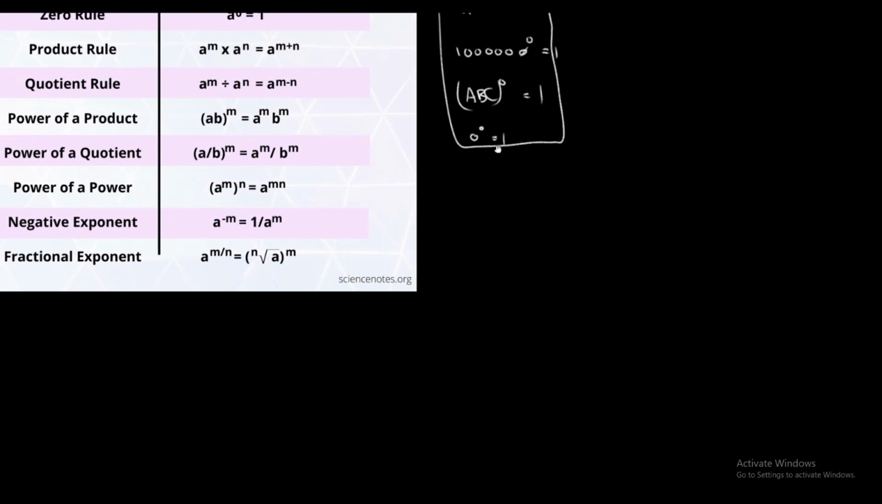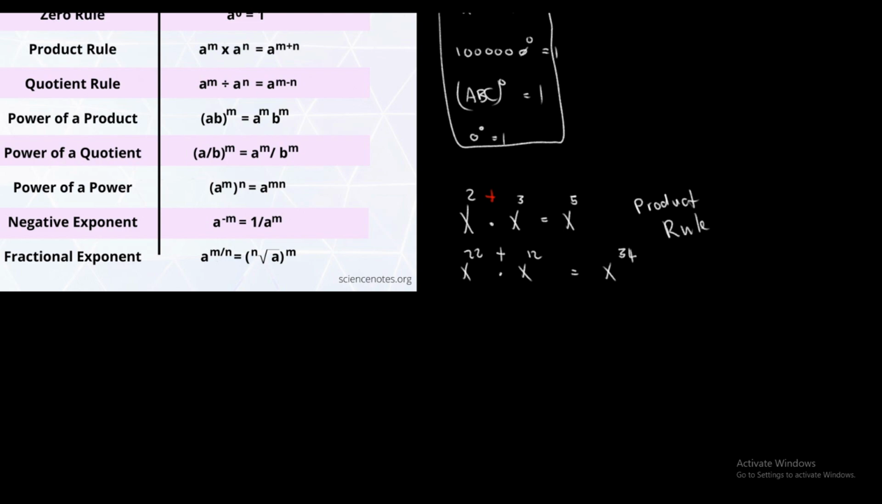That's the first rule. The second rule is the product rule, where you have, let's say, x squared multiplied by x to the third. All you're going to do is simply add the exponents together. 2 plus 3 is 5. Let's do another one: x to the 22 times x to the 12. Simply add 22 plus 12. That gives me 34, x to the power of 34. This is the product rule.